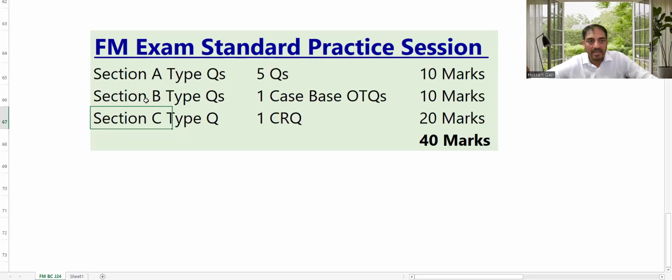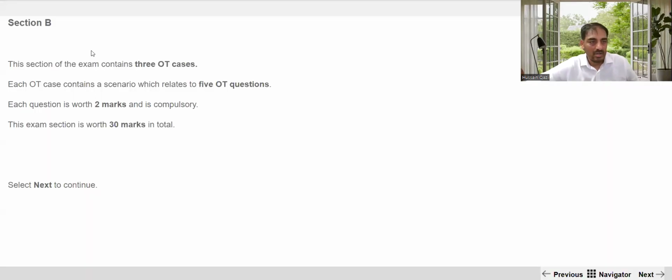This case is about Section B, type 1, case-based OTQ. Okay, now it's time for the Section B type question.